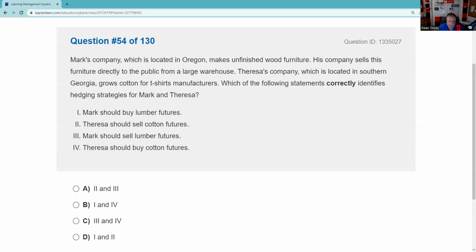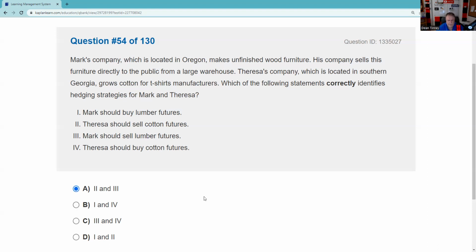All right, let's look at Teresa. She's located in Southern California. She grows cotton. So she is selling cotton. So she would be afraid that the price of cotton is going to go down. So she's going to do in the futures market today what she's going to be doing in the cash market, spot market later on, which is selling cotton. So she's going to sell the cotton futures. She's going to go short the cotton futures. So sell means short, by the way. So the answer here is A.